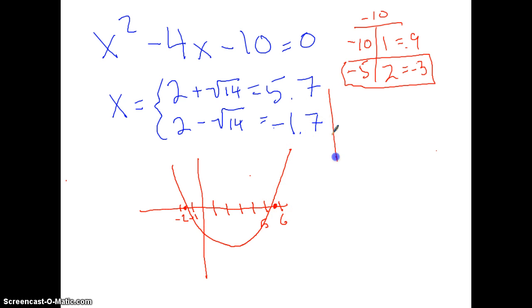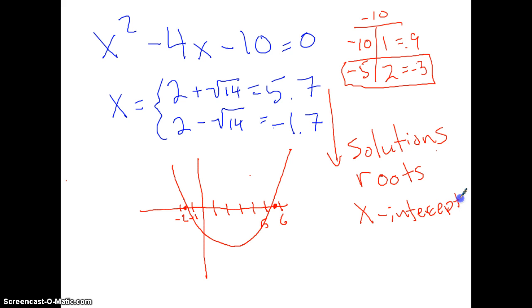So these two spots have a whole bunch of different names. One of them is just plain the solution or the answer. These are the two solutions to the equation. They are also called roots. They're the two spots here and here. So if somebody asks you for a root, they're asking for one of the two solutions. They are also the x-intercepts. So these are the two spots where y is going to be equal to 0. That's the two x-intercepts at 5.7 here and negative 1.7 here.